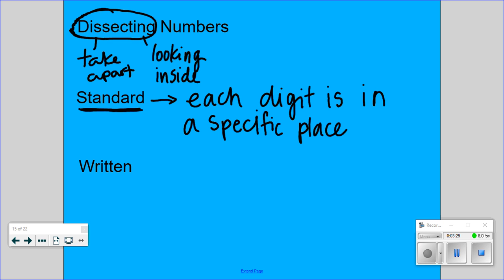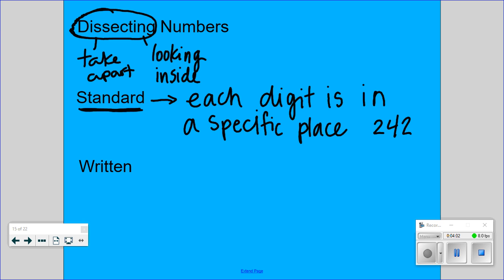If I were to write the number 242 in standard form, that would look like this: 242. Very normal, how we would normally write it. Liam, please do not scribble on your board. That's how we're used to seeing numbers.